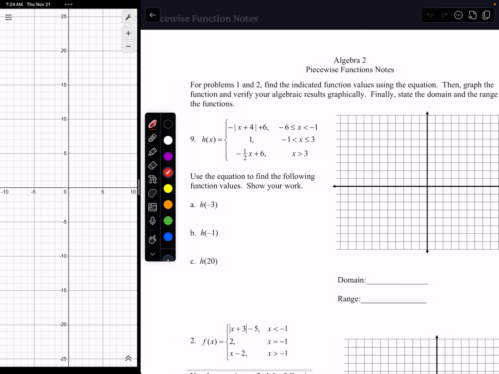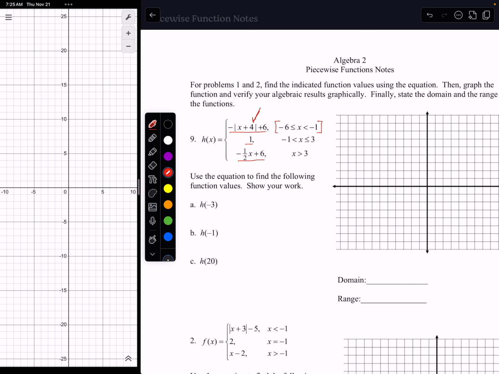Okay, we're going to look at piecewise functions again. So we're looking to graph these. Remember, it's a piecewise function because it's really three functions on one graph, and it still has to be a function. So how do we make that happen? We have to restrict the domain. So that's what these guys do over here.